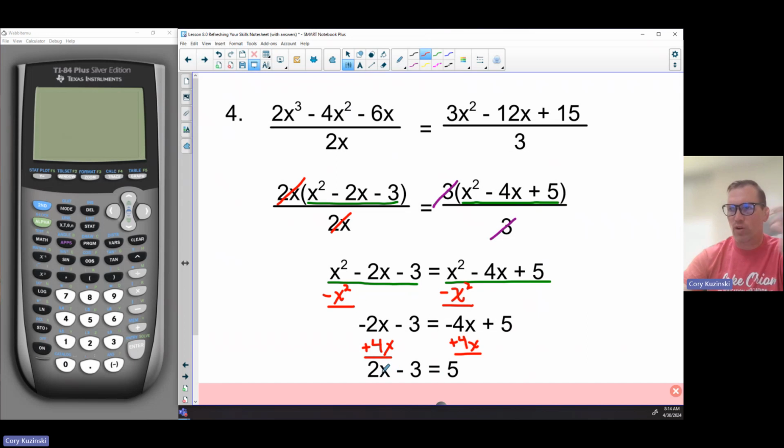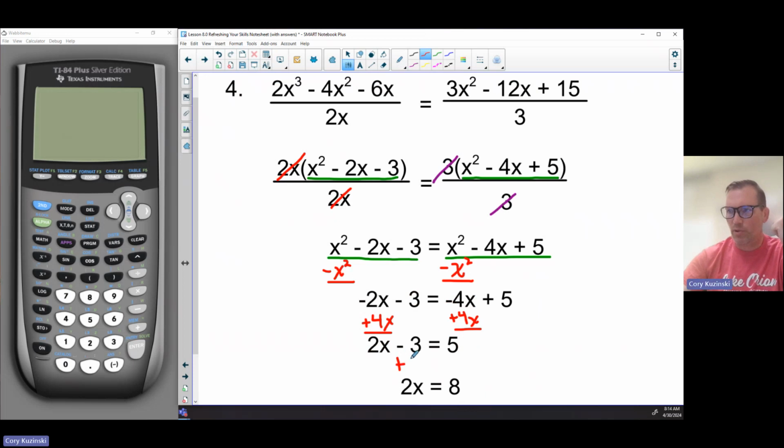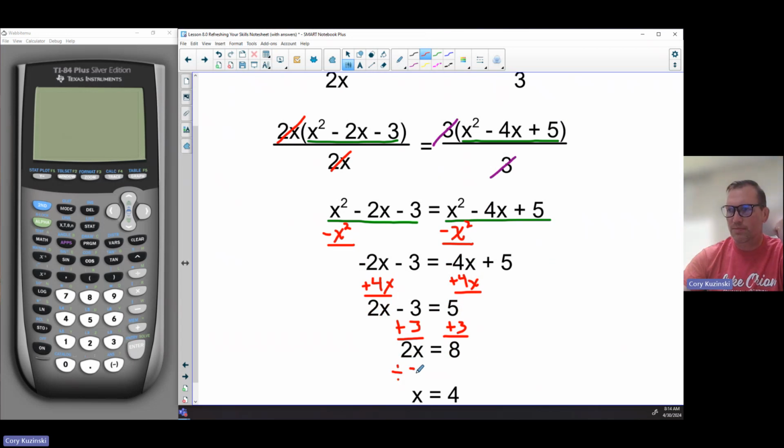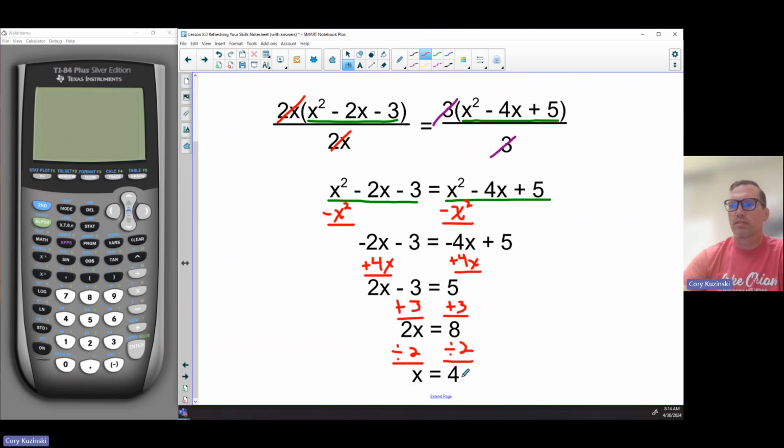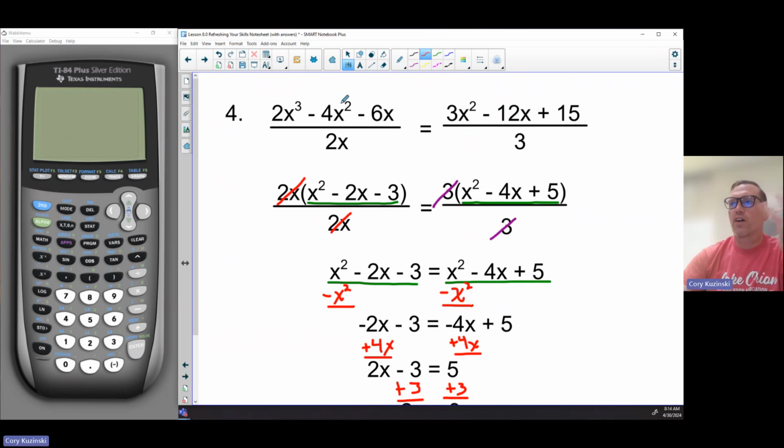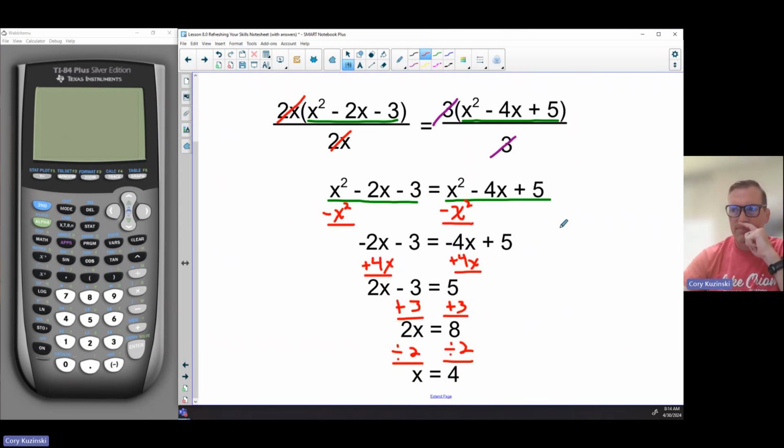So now I get negative 2x plus 4x is 2x. And then maybe I'll add 3 to both sides. And then lastly, I'll divide both sides by 2. And that gives me 4. The answer to the equation is 4. That is the only value of x that'll make this equation true. Man, look at that crazy equation. We solved it by using what we call factoring. We factored 2x out of this numerator and 3 out of this numerator, and then we started simplifying. We went from there. All right, that's all I got for you today.